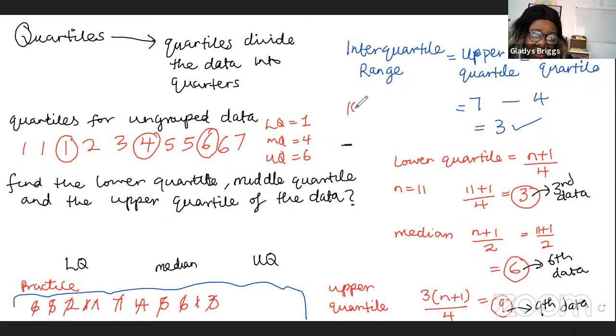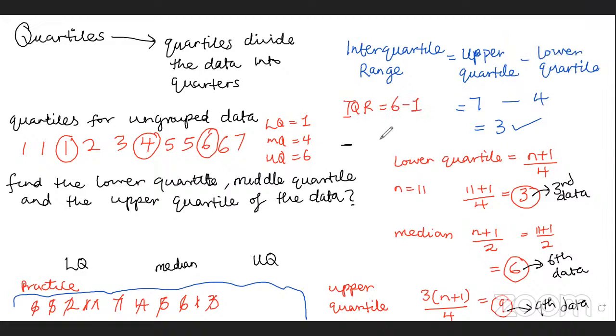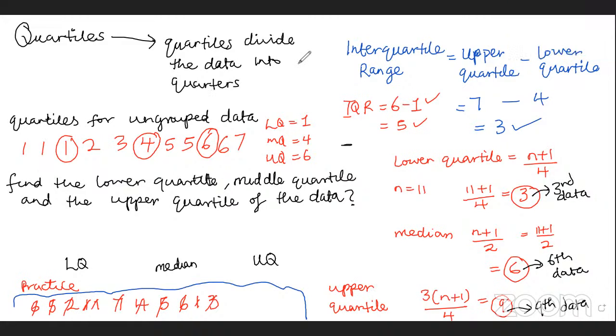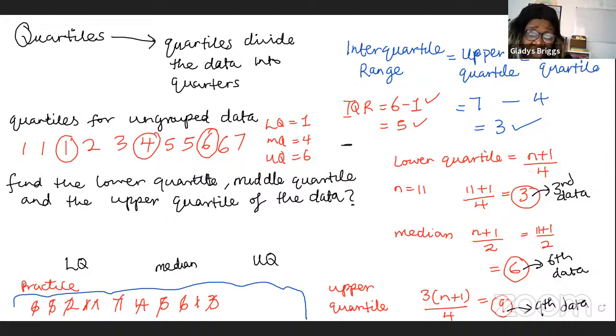What is your interquartile range equal to? 5. 6 minus 1, which is 5. Okay, well done. Do I have to always look for the third and the sixth? I'm going to give you a different one now so that you know it's different each time.